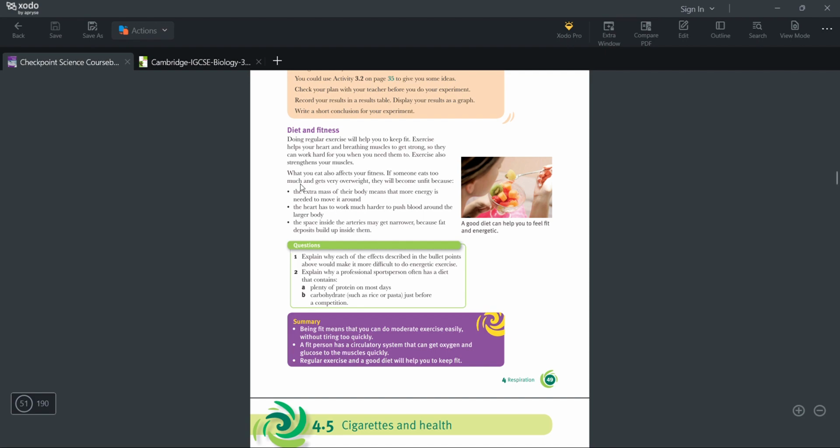So describe how each one of these is going to affect you when you're doing more exercise. You're going to need to be moving more mass around, which makes it harder to do. Your heart is going to be doing far more work to push blood around the body, which is larger, and it's also going to have to deal with the fact that the arteries are more clogged up, so it's going to have to increase the amount of pressure it produces for the rest of the body during exercise because of these fatty deposits. But please read your question properly and answer it properly. If it tells you to use each bullet point, use each bullet point.